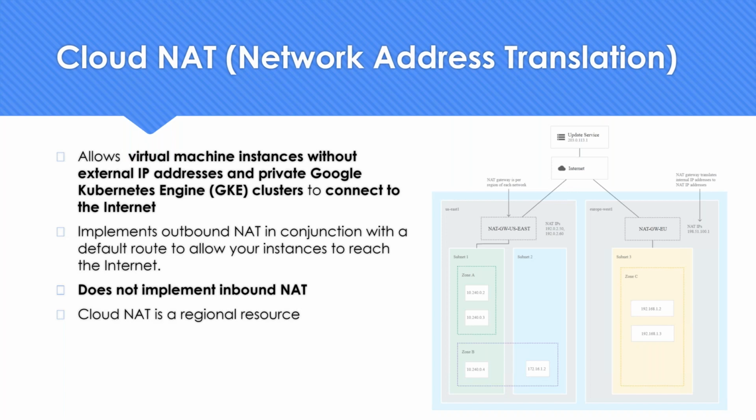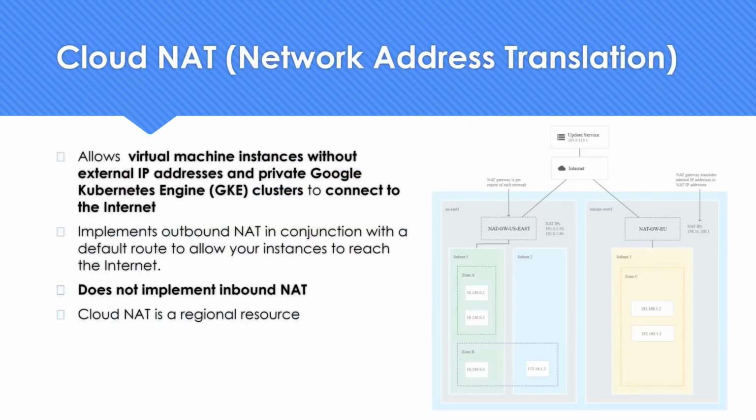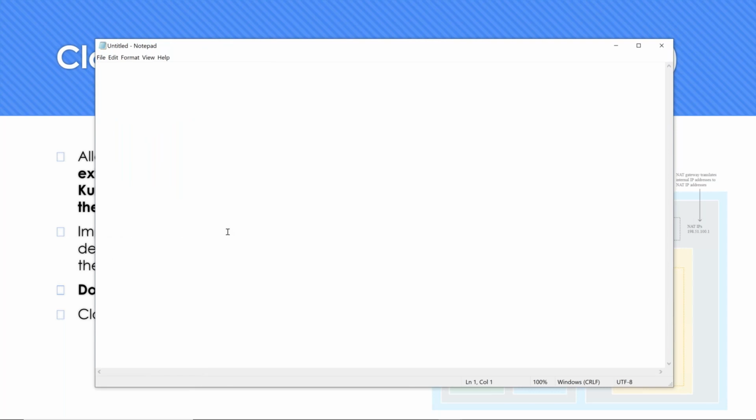We know now what is cloud router. So we'll see what is CloudNAT. So let's take a very simple example to understand cloud router. Let's take a very simple example. I have VM1.